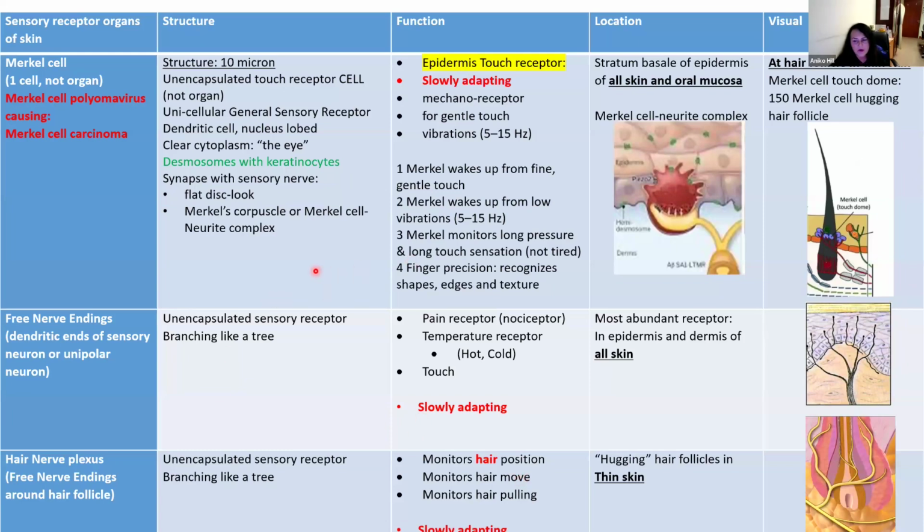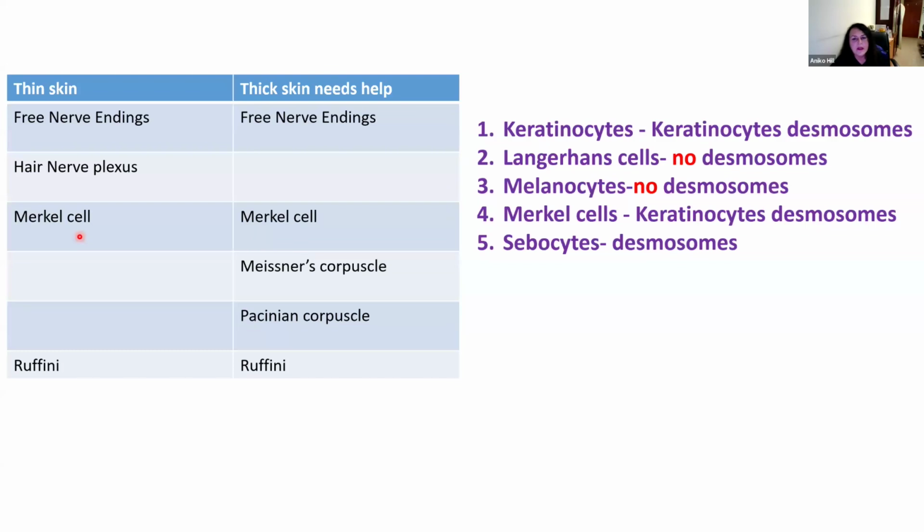And if you like tables, here we go. Everything is summarized in this table about the receptors that have no capsule. Okay, this is a summary table about desmosomes. We have desmosomes between keratinocytes. We have no desmosomes for the Langerhans cells because they are policemen going all around.